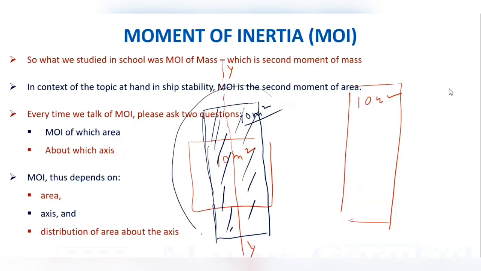Therefore, in both these cases, moment of inertia shall be different. And that is what I mean by the third point: distribution of area about the axis. Is the third point clear, guys? Clear, beta? Yes, sir. Any questions until now, beta? If anybody has any doubts, please clarify.